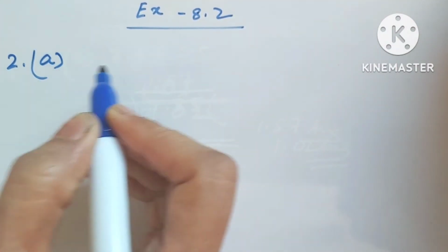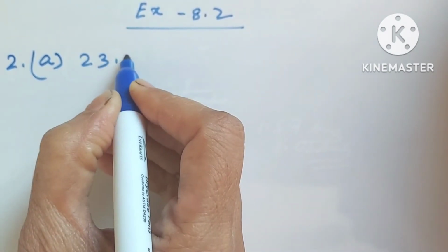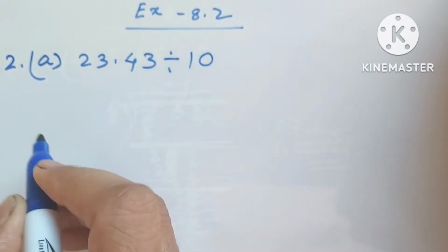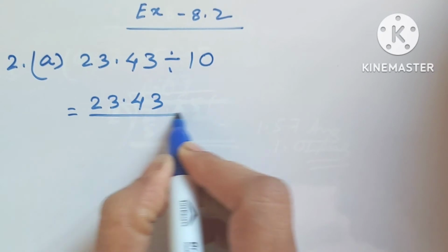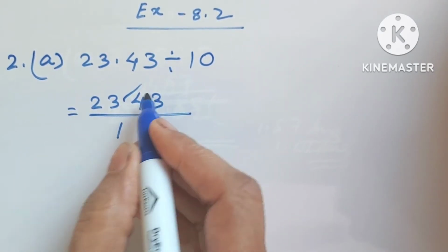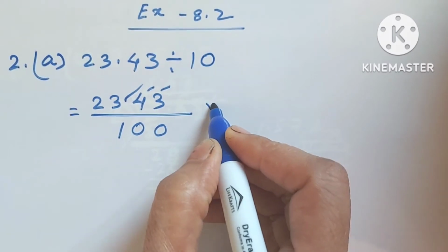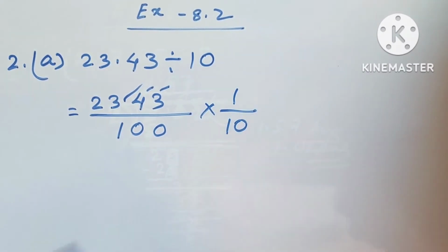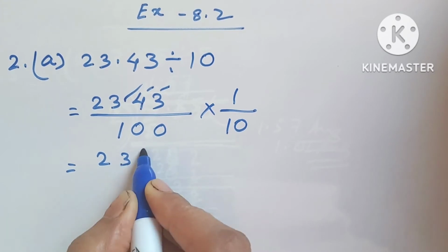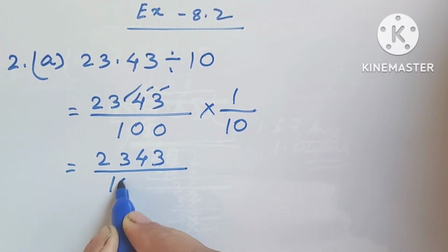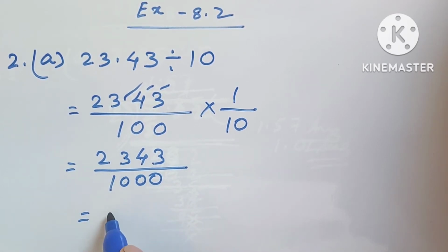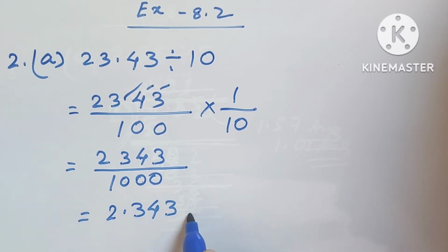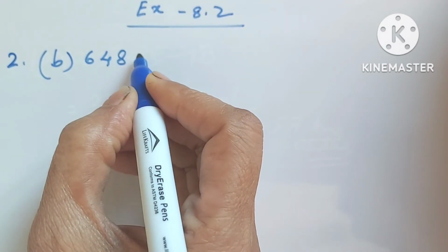Now next, question number 2. 23.43 divided by 10. For the decimal number we can write 1 and after the decimal 43 we can write 0 0 into 1 by 10. So 2343 by 1000 is equal to 2.343. We count 3 digits from the right side.